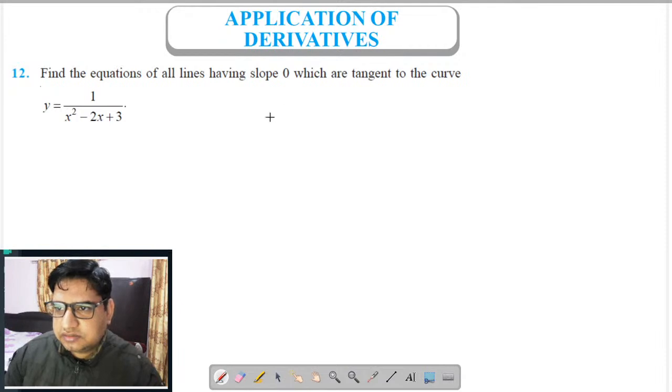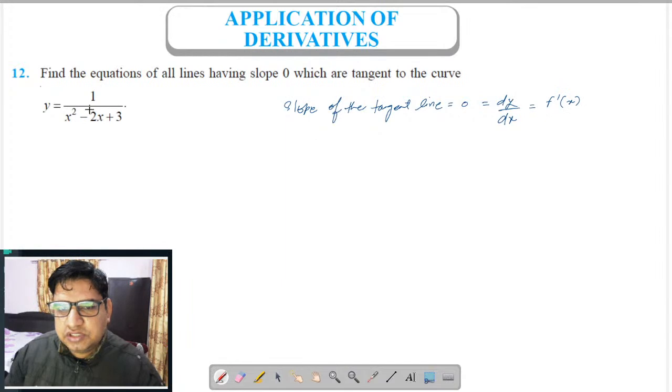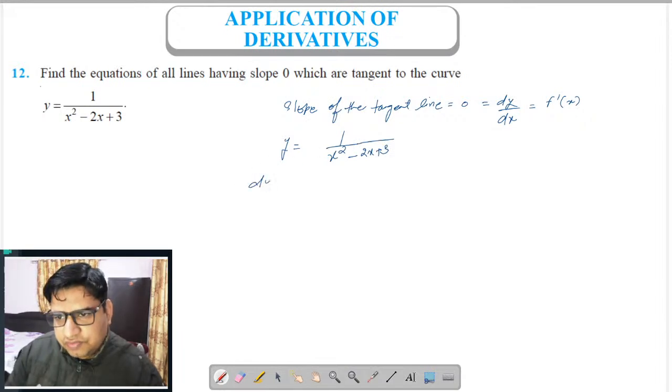is equal to 0. And that will be equal to dy by dx, or you can say f dash x. So y is given to us here: y is equal to 1 upon x square minus 2x plus 3. So we'll try to find dy by dx from here. So dy by dx, as we know, is dy by dx of the y, and we'll simply write it down, 1 upon x square minus 2x plus 3.